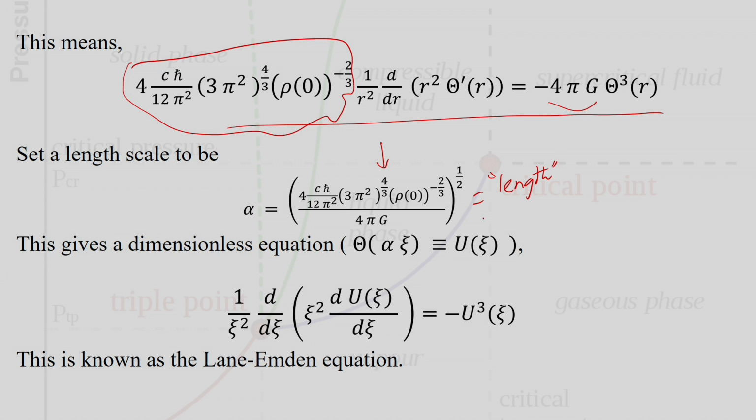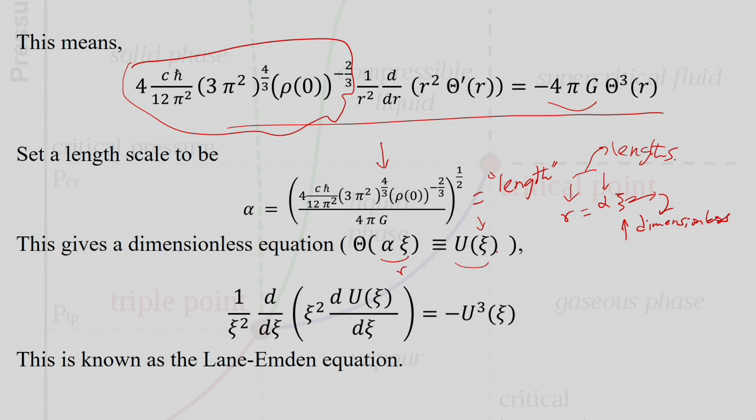Now I am going to define a new function. I am going to define what is called alpha times xi, where xi is now dimensionless. So, this is distance and this is also distance. Both these are lengths and xi is dimensionless. This was my r. So, theta of r, I am going to call it u of xi.